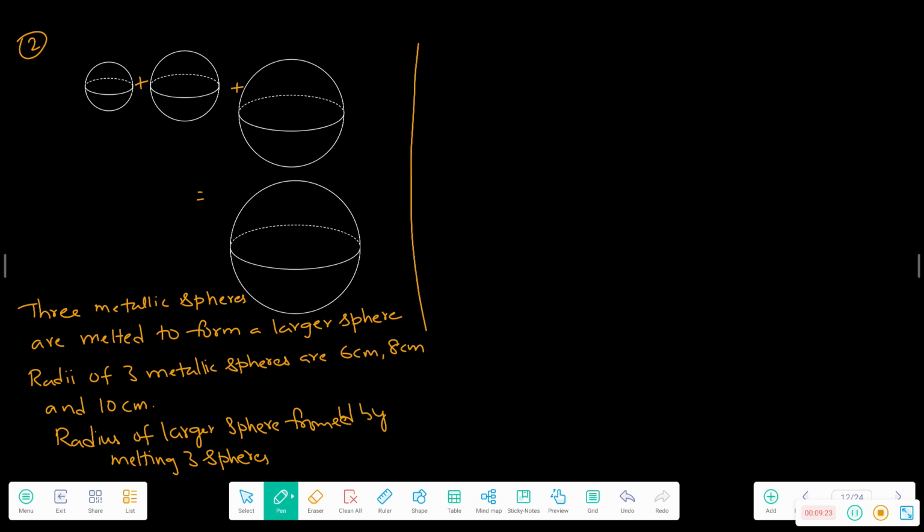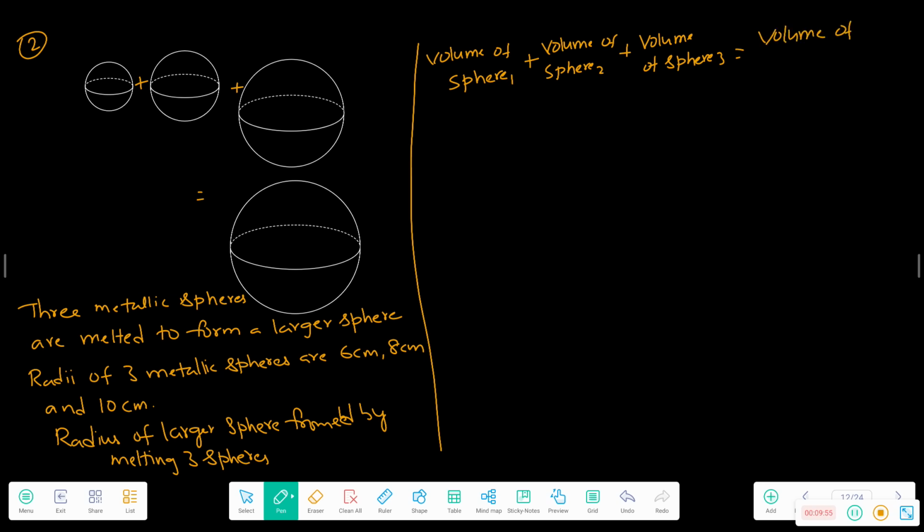So that is nothing but volume of sphere 1 plus volume of sphere 2 plus volume of sphere 3 is equal to volume of the resultant sphere.